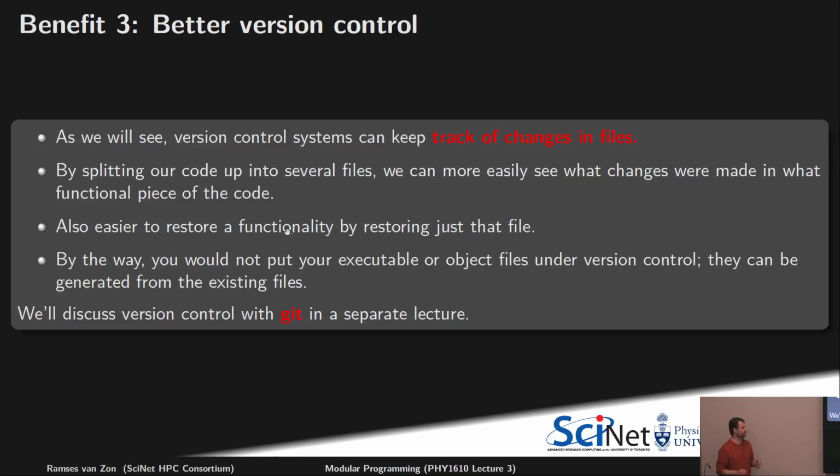So it's easier to restore functionality. Say something broke. You were working on the code, maybe did a bunch of things, and something broke. You could one by one restore your old files and see which one is the culprit, rather than having no choice but to go to the completely old version, and you still don't know which of the 5,000 lines is the problem.